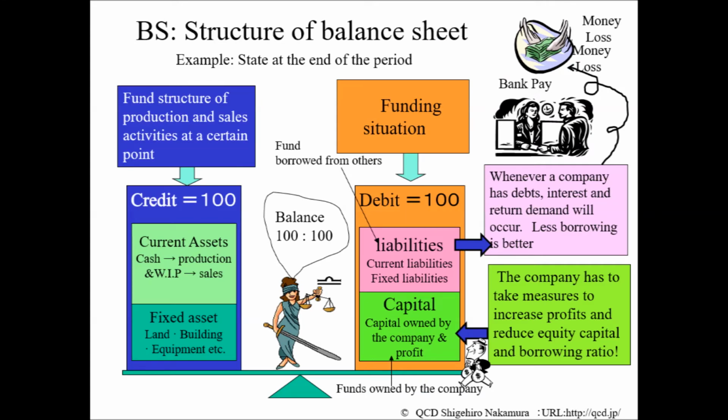As mentioned earlier, BS shows the status of production and sales activities at a certain point in terms of money. This status is shown on the left side of the figure. Activity funds are necessary if this whole is 100, naturally. For this reason, if it is insufficient with the capital shown on the right, the company gathers and adds money by borrowings to attain 100. This is the composition of BS.